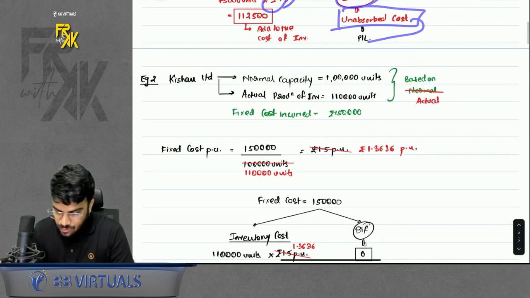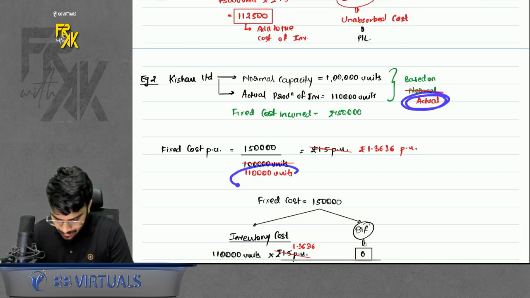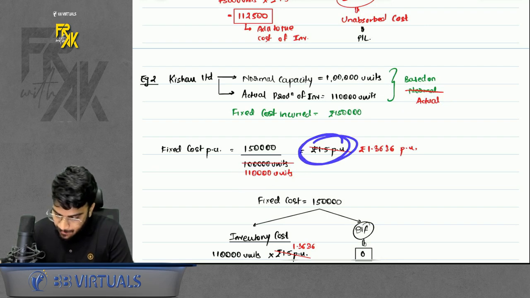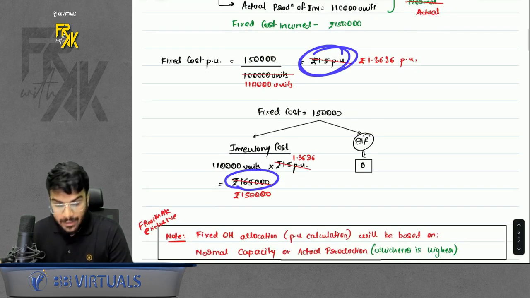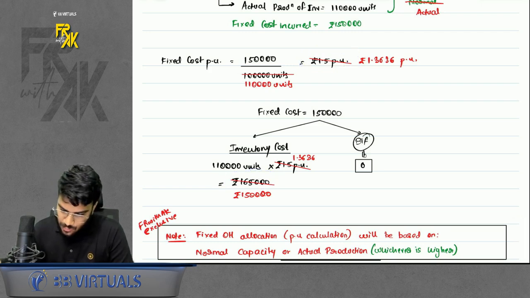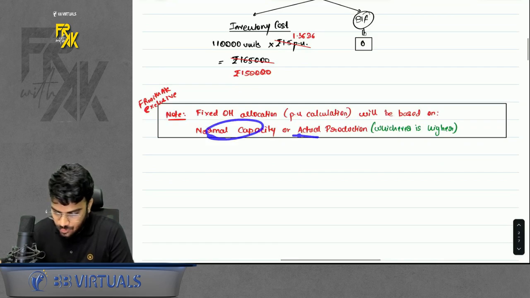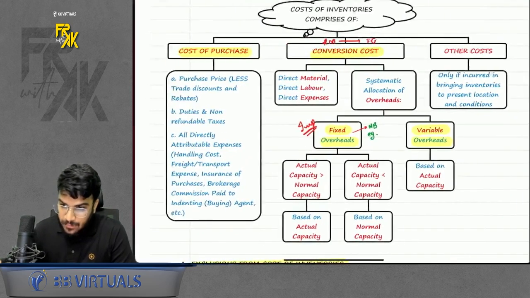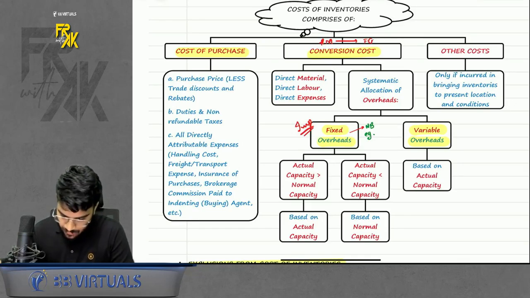But let's say if your actual production exceeds normal capacity, in that case, don't divide by normal, divide by actual. Why? Because if you divide by normal, it will lead to over allocation of overheads, which is not allowed, right? So you will divide by actual capacity. So for fixed overhead, always remember we divide by normal or actual, whichever is higher. Simple. Then this was the cost of inventory.